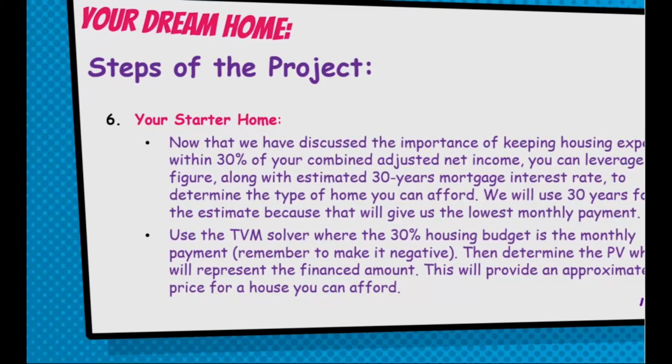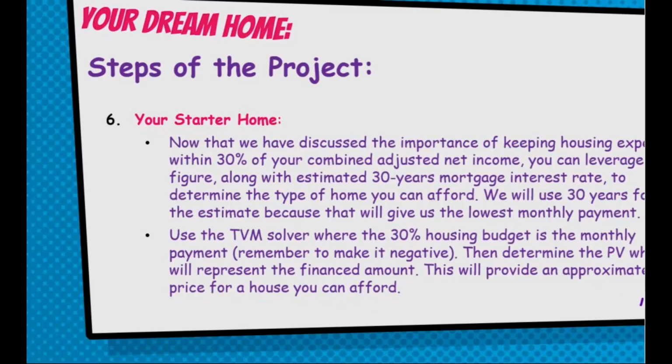But before we actually find our monthly payment, we want to be realistic with the house that we can afford. So what we're going to do is use the TVM solver, where the 30% housing budget is our monthly payment. If I said that I have $2,500 available to spend every month for my house, I'm going to put that in for my monthly payment. Make sure you make it negative because it's something that we're paying.